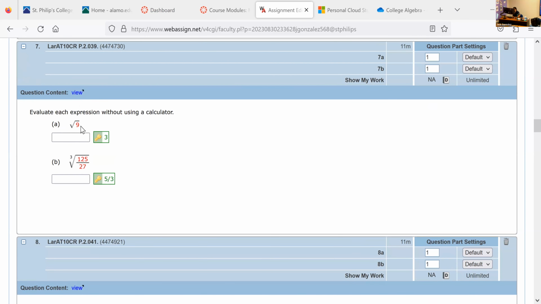Number 7, very basic, right? Square root of 9, well, you know how to do that. Cube root, you need to separate them and then do them separately. I know that these might be very easy, but remember what the note says. Technically, this means you can cube root the top, and then cube root the bottom. What is the cube root of 125? What is the cube root of 27?